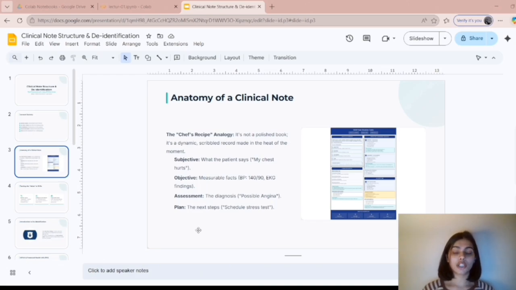Your blood pressure that shows like 140 by 90, for example. You're going to do the assessment, you're going to diagnose it, you're going to see that that specific patient could possibly have angina, right? And then you plan. You see what next steps you're going to take. You're going to schedule the stress test for that patient, to see if he or she is going through the stress, and that is why they're feeling this angina pain or not.